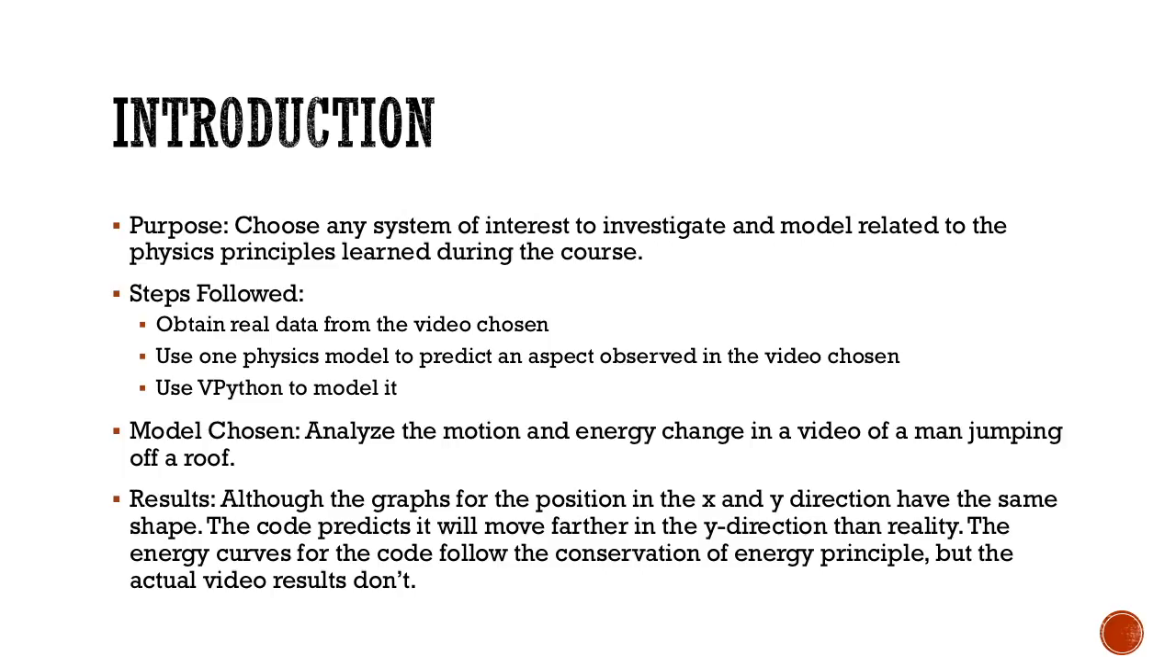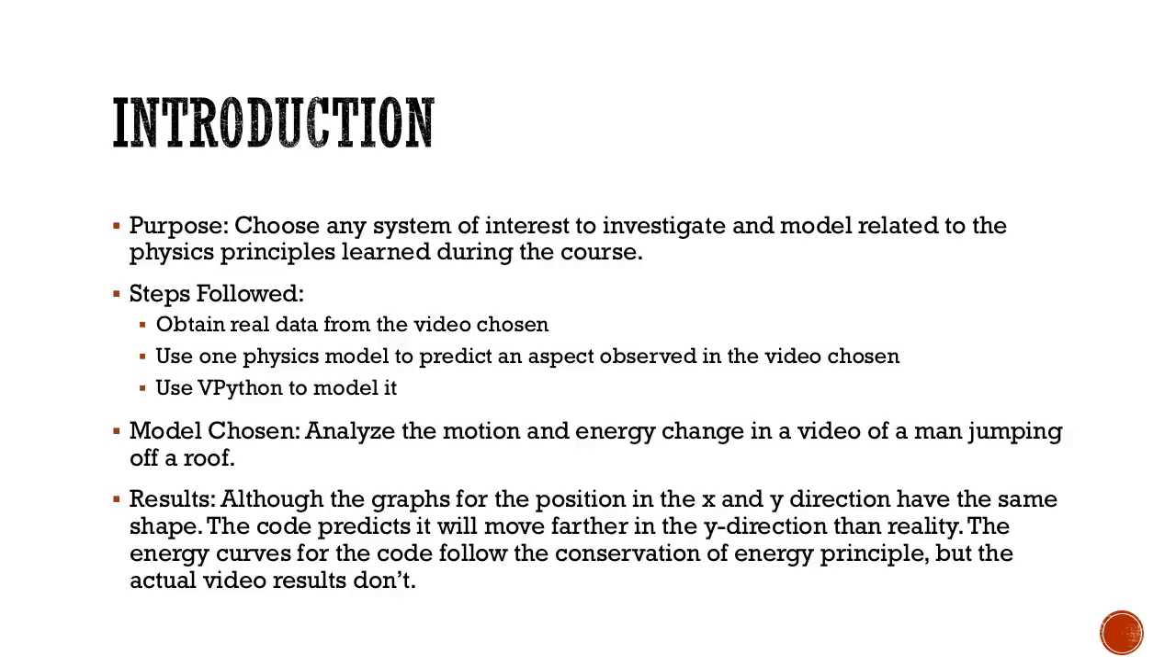So the purpose of this experiment was to choose any system of our interest to investigate and model that was related to the physics principles learned during the course. The steps that I followed were: I obtained real data from the video I chose, used a physics model to predict an aspect observed in the video, and finally I used VPython to model it. The model that I chose was of a man jumping off of a roof.